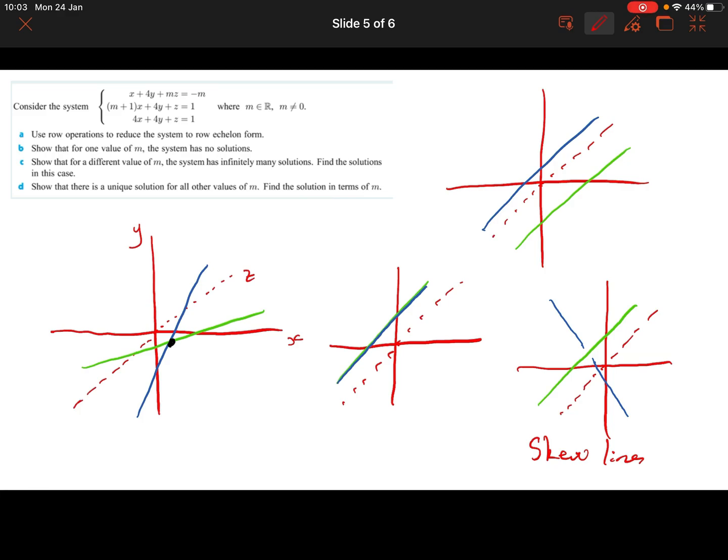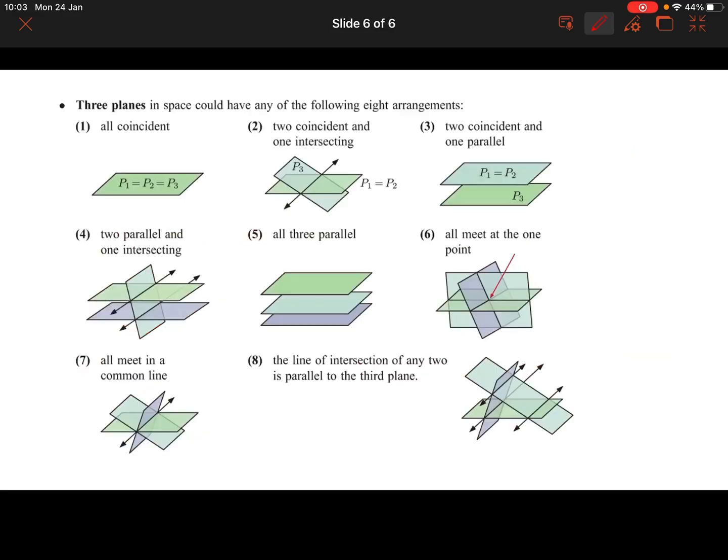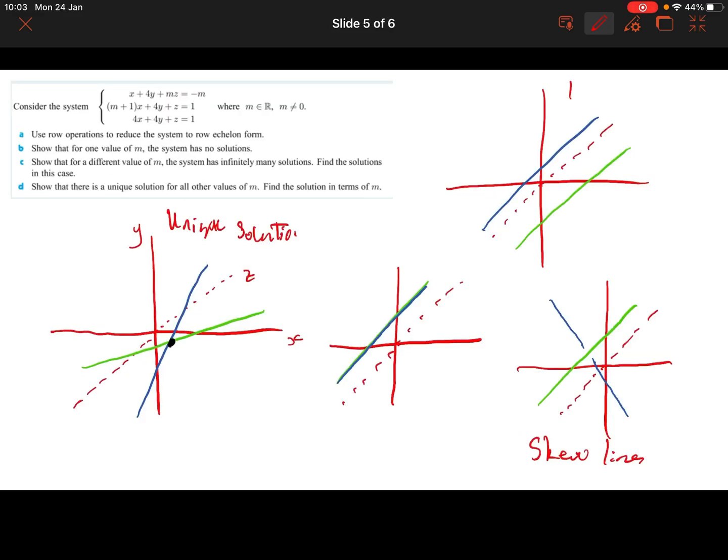So again, what do we end up with? Here we've got a unique solution. Here we have no solution. And here we have infinitely many solutions. And the 4th option, where you've got skew lines, is another way that you can end up with no solution.